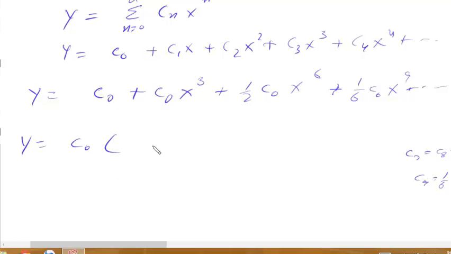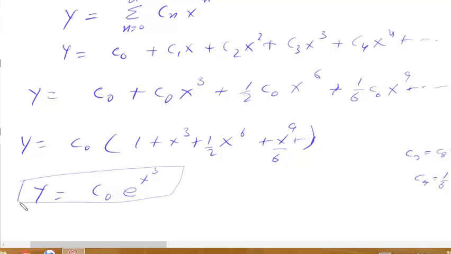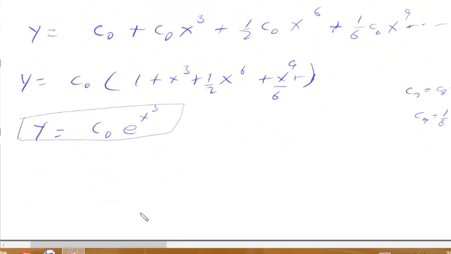We take c naught as common, and this is 1 plus x cube plus (x cube) to the power 2 divided by 2, plus (x cube) to the power 3 divided by 6, and so on. Then y is equal to c naught e to the power x cube. This series is equal to this. Then this is the solution. Now we solve this differential equation by elementary methods.